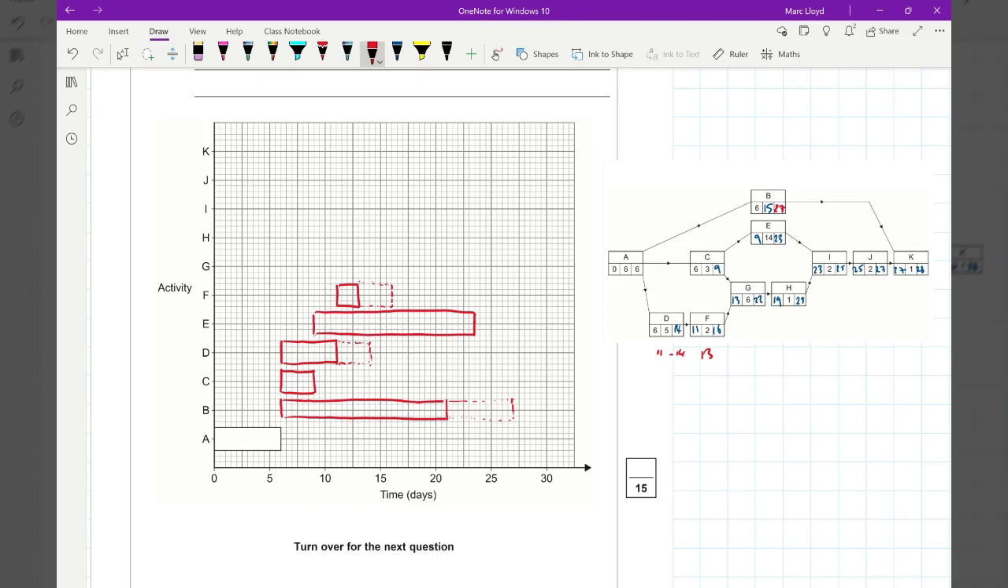Great. G starts at 13. Has a duration of 6. So that goes to 19. Quite like just finding out where it goes to rather than counting squares across. And then G has another float time of 3. 1, 2, 3. Okay, H starts at 19. If anyone else is fed up, don't worry, I am as well. Has a float time of 3.